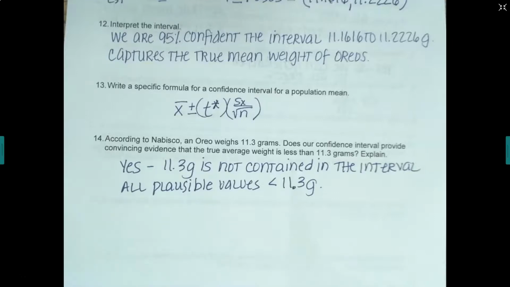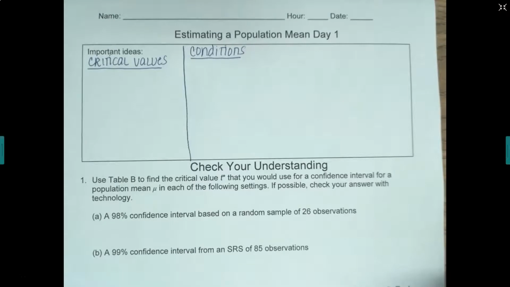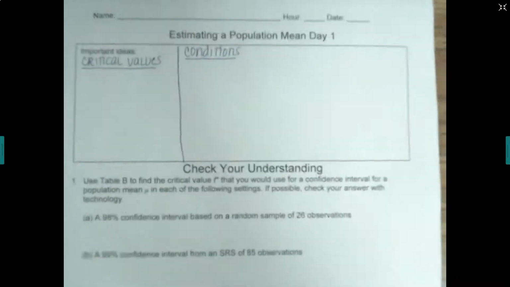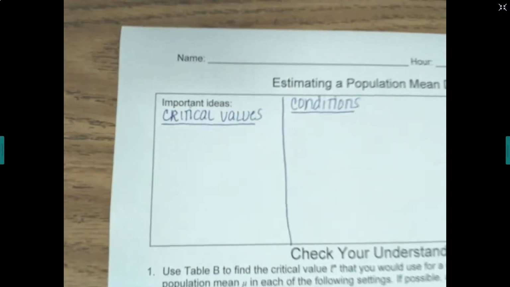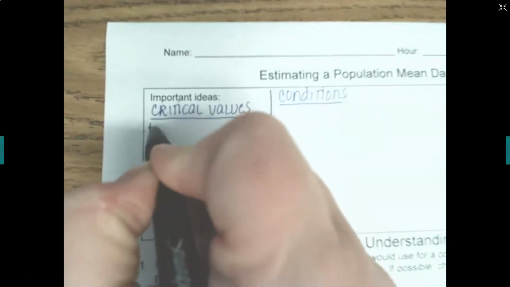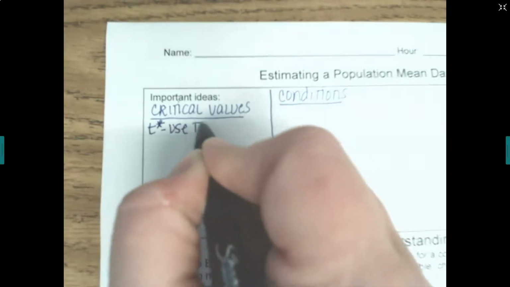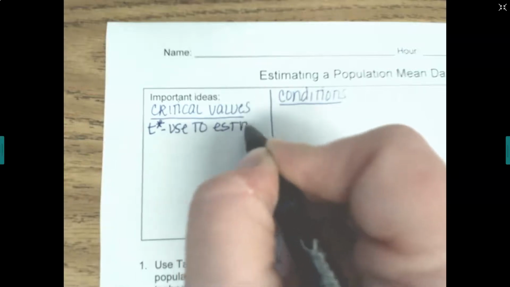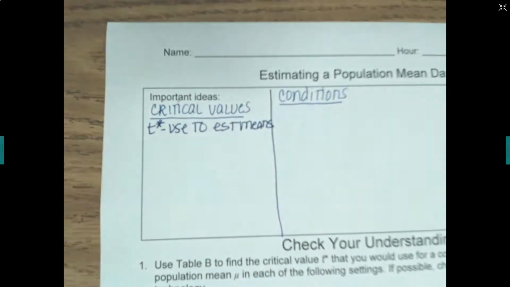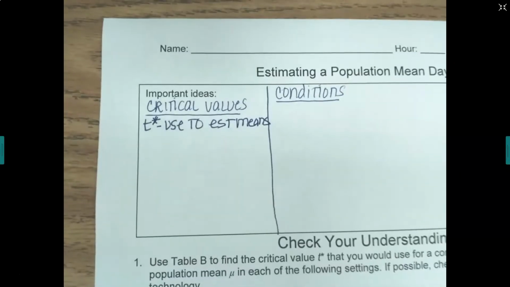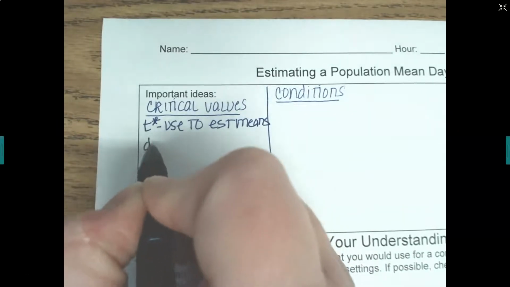Okay, all right, let's summarize this down and see how we're doing. There are two things that we want to focus in on here in our important ideas. One has to do with critical values. So our critical value is our t star, and we're going to use it to estimate means. When you have a t star, you have a degrees of freedom.